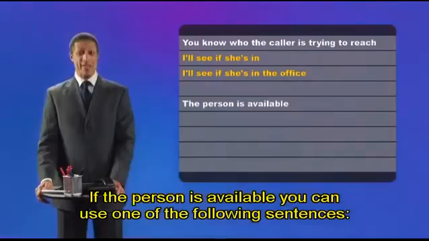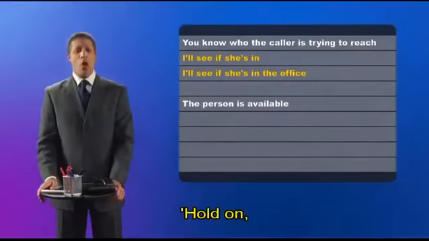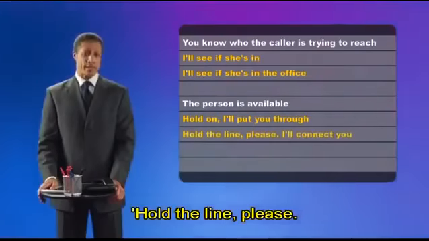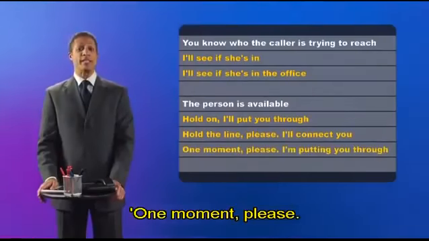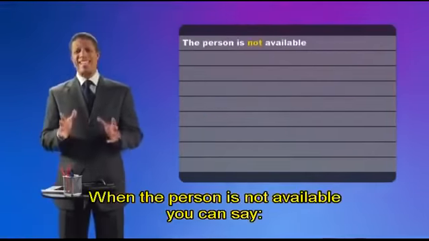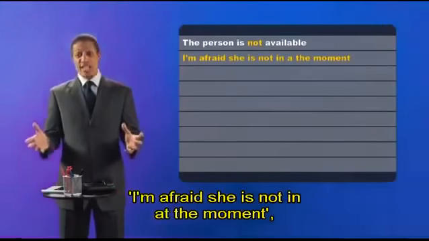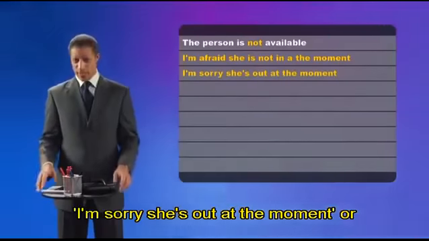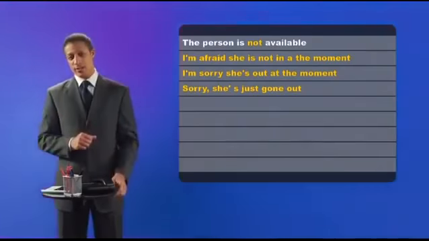If the person is available, you can use one of the following sentences. Hold on, I'll put you through. Hold the line, please, I'll connect you. Or, one moment, please, I'm putting you through. When the person is not available, you can say, I'm afraid she is not in at the moment. I'm sorry, she's out at the moment. Or, sorry, she's just gone out.